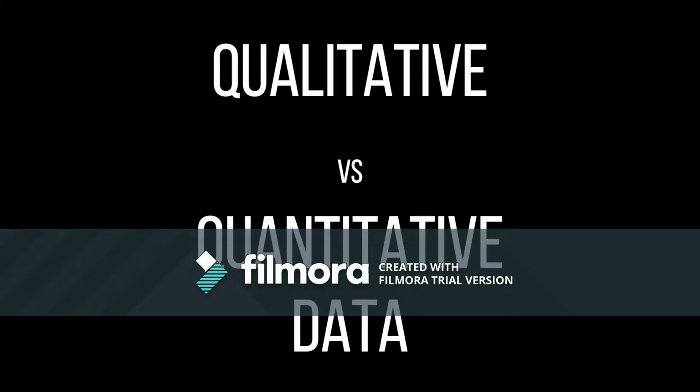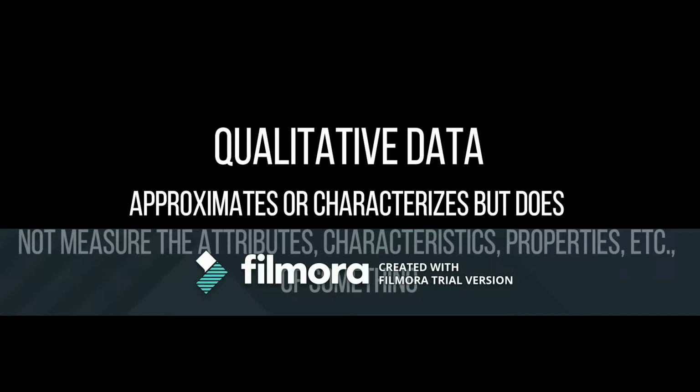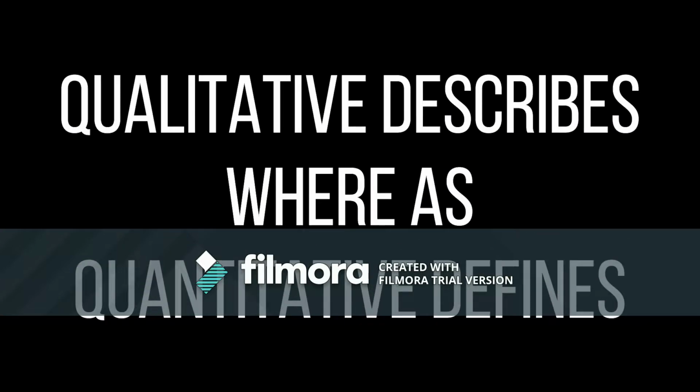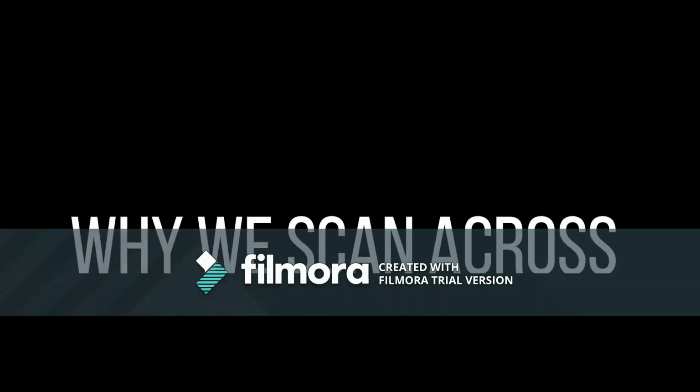Qualitative versus quantitative data. Qualitative data approximates or characterizes but does not measure the attributes, characteristics, or properties of something. Quantitative data can be qualified and verified as amenable to statistical manipulation. In short, qualitative describes, whereas quantitative defines.